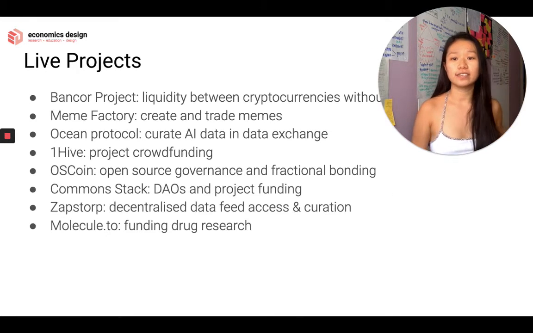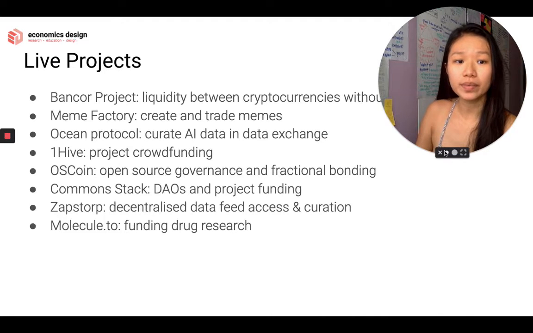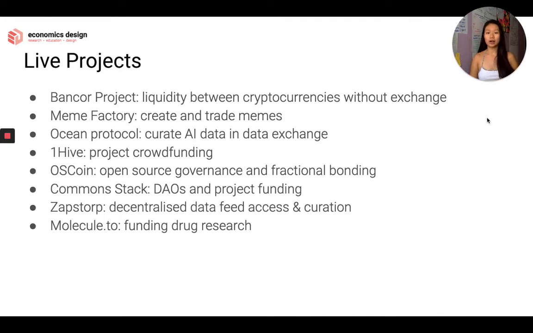So what are the different use cases? For that, we have Bancor, and Bancor helps to liquidate between cryptocurrencies without exchanges. So I'm talking about the long tail phenomenon, where you have small tokens. Maybe you're just starting up, or maybe it's for a very niche community. This is where token bonding curves can be helpful to liquidate the tokens. You've got Meme Factory, which is about token curation. Ocean Protocol is also on curation. Then the rest of them are in general more about token funding. So you have OneHive, OS Coins, Common Stack, Zapstock, and Molecule. These are all very interesting projects.